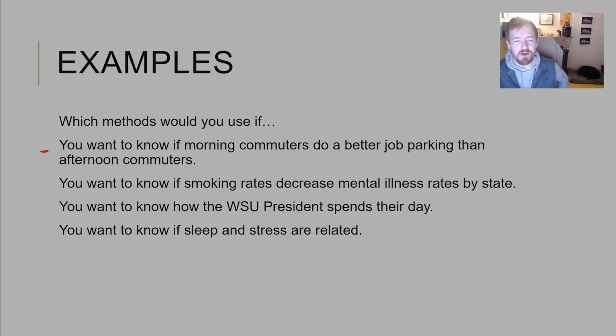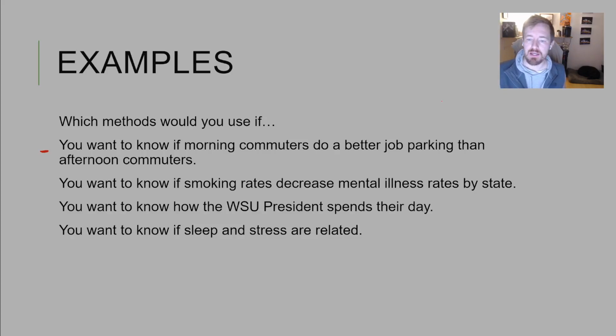So you want to know if morning commuters do a better job parking than afternoon commuters. For me, I think I would actually be interested in doing a naturalistic observation of this. The reason for that is because I'm worried that if these commuters know they're being studied, if they know that they're being put in a study, or that there's going to be somebody watching them and their driving and parking skills, they're going to change their behavior. They're going to be on their very best behavior. They're going to try to park really well. And I want to just look at how they naturally do.